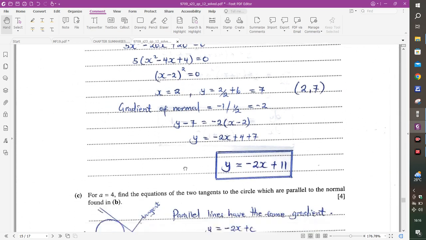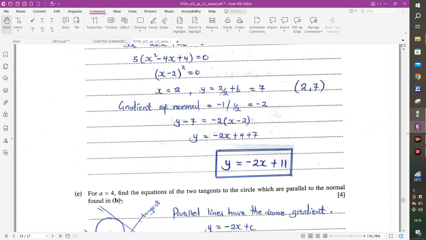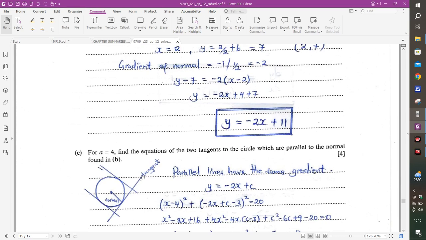Then part C, they say a is equal to 4. Find the equations of the two tangents to the circle which are parallel to the normal. Now, suppose we have a tangent here, and then this is the normal. Okay? They are perpendicular. Remember, this is the normal. And then they are saying, find the equations of the two tangents to the circle which are parallel to the normal. These are the ones.